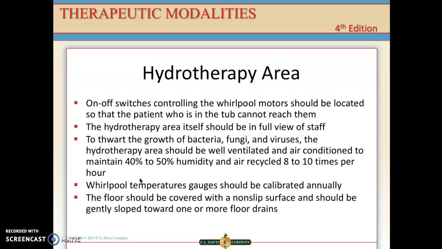The hydrotherapy area must be in full view of the staff. It must be cleaned and well ventilated, air conditioned, and we'll talk about the cleanliness when we do whirlpool treatments as well. Whirlpool temperature gauges should be calibrated annually, and the floor should be covered with a non-slip surface. Also, it should gently slope toward one or more of the floor drains.